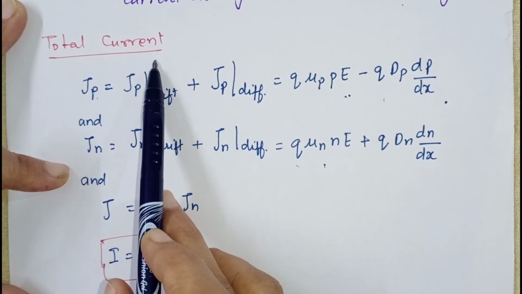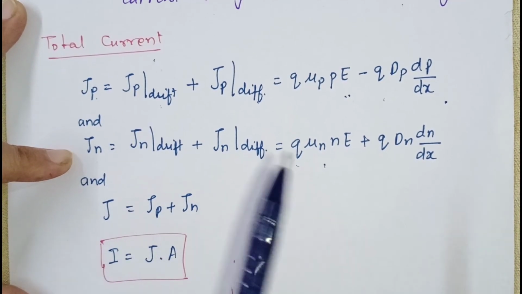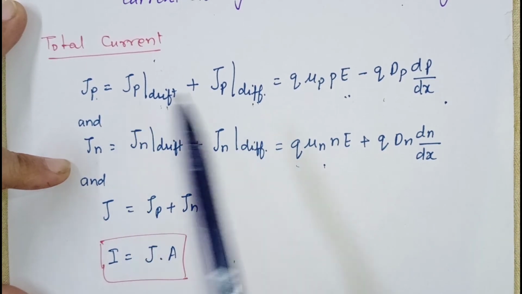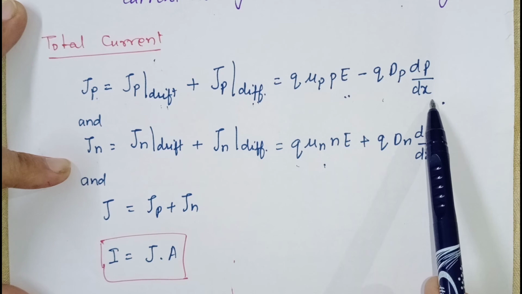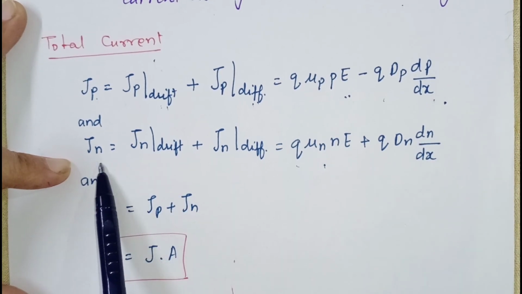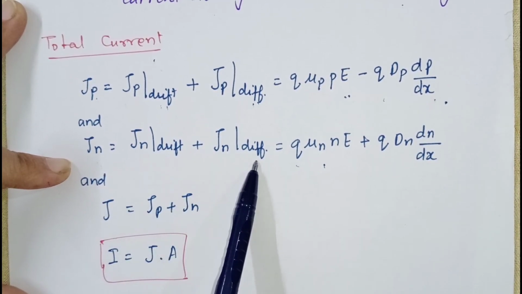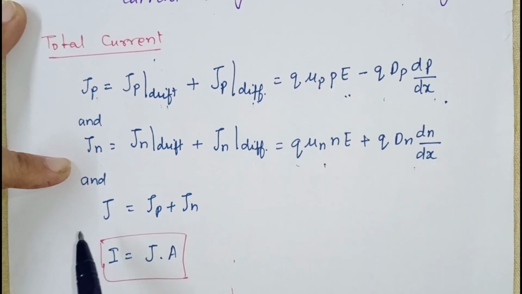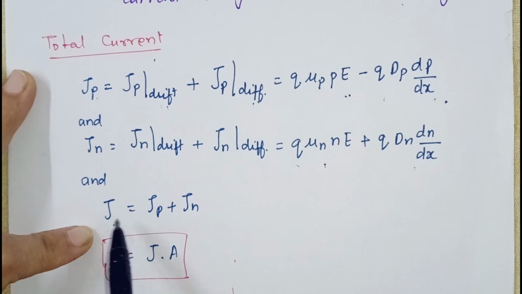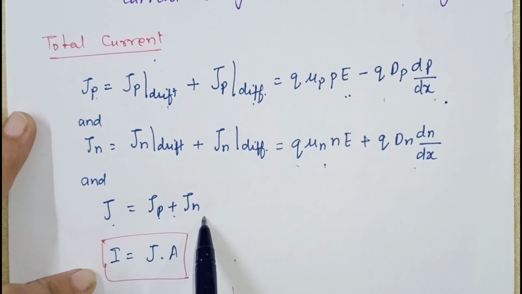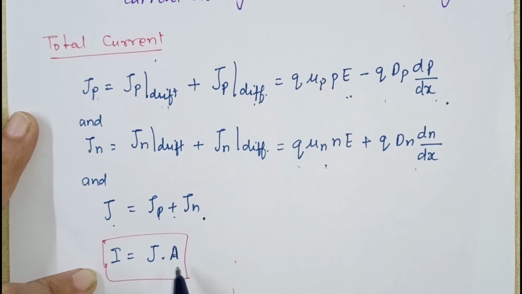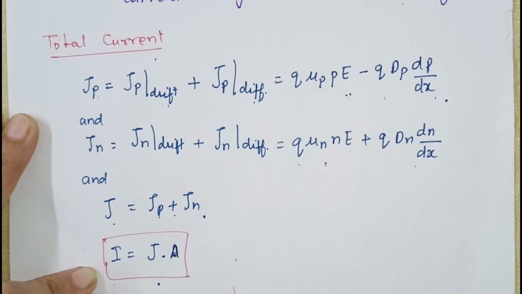Now we will find the total current. To get the total current, we will add the drift and the diffusion current densities in case of holes. The equation will be this. And in case of electrons, we will add drift and diffusion current density. The equation will be this. Now the total current density will be Jp plus Jn. And to get the total current, we will multiply by the cross-sectional area. So this is the total current.